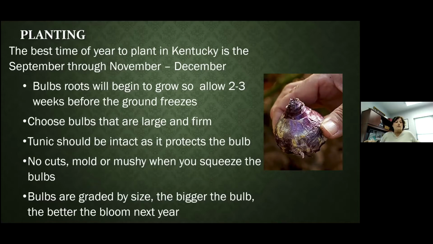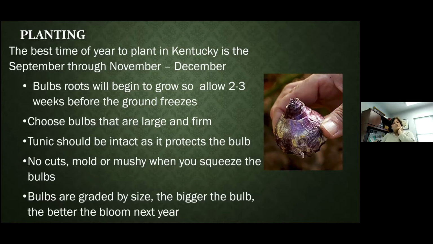And then when you're looking for bulbs, you want to choose bulbs that are comparatively large for that type of bulb, and also firm. When you hold it in your hand and squeeze it, it feels nice and firm. It has a little heft to it when you pick it up. You don't want to see cuts or mold, or you don't want them to be mushy when you squeeze them, because that means they're rotting, or through a cut, diseases could have gotten in that will cause the bulb not to perform as well as you would like.